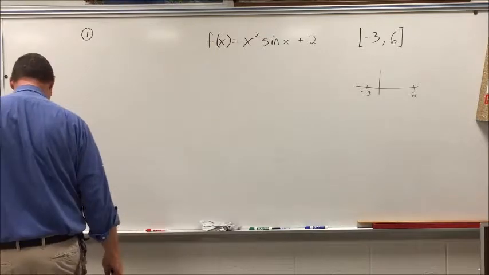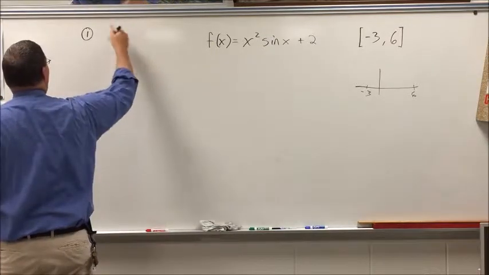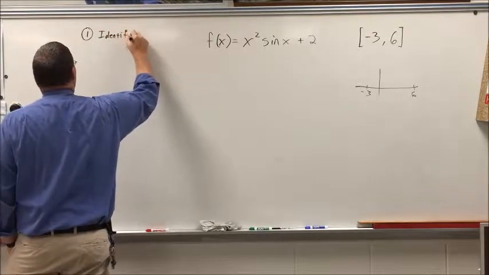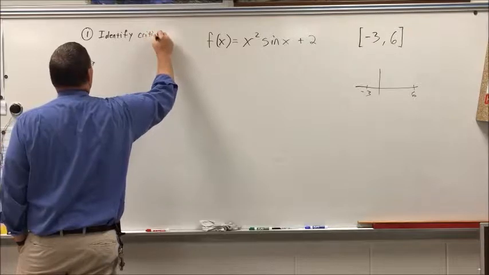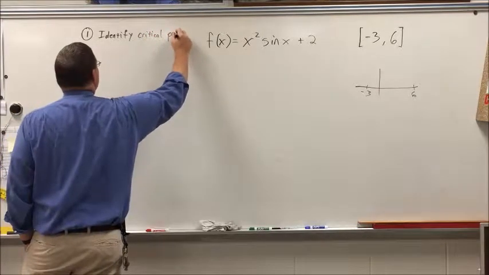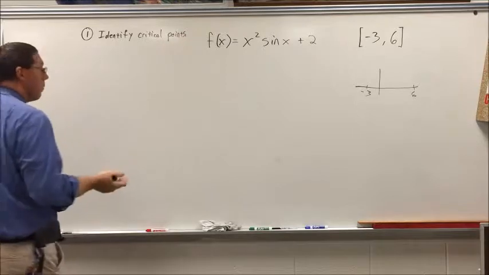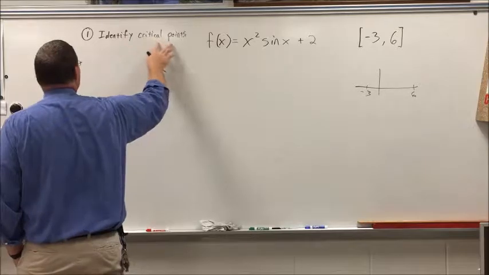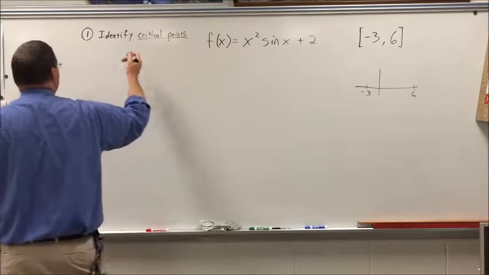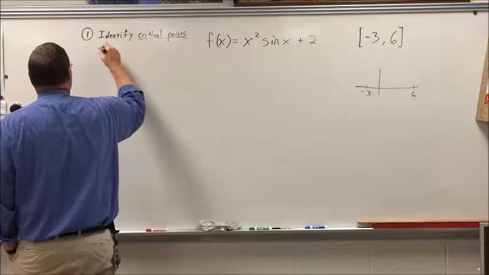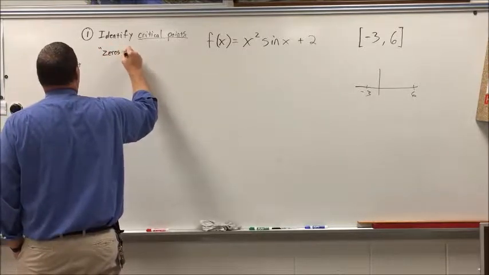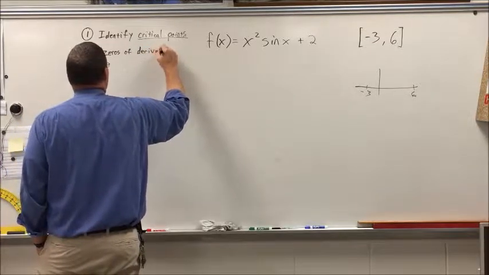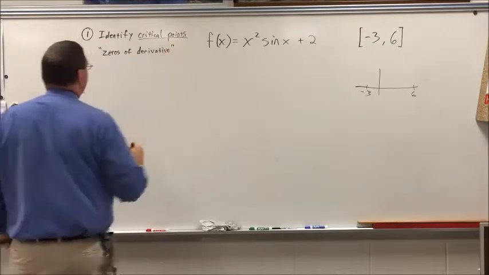So now the very first thing that you want to do is identify the critical values, or the critical points, or the critical numbers of f of x on the interval from -3 to 6. And this is just a fancy way of saying the zeros of the derivative. Okay, so we need the zeros of the derivative.